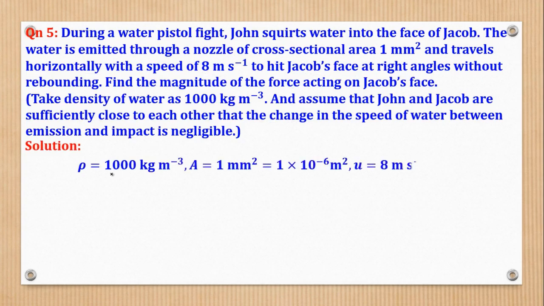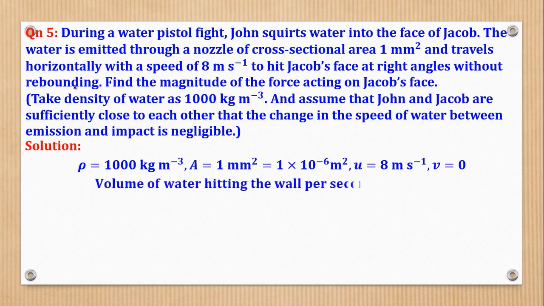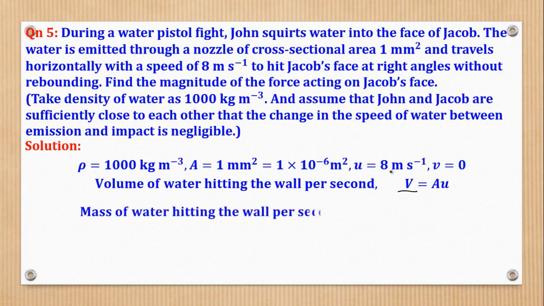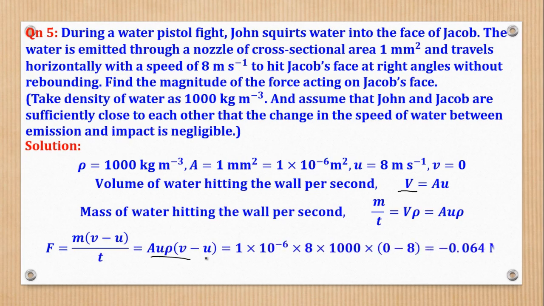So we have density, we have area, we have velocity initial and final. So final is 0 because they told us it doesn't rebound. So we're going to still go through the same procedure. Volume of water hitting the wall per second: volume per second is area times velocity. Then mass per second is volume per second times density. Therefore the force they want is given by this, so you substitute to get the answer they wanted. Therefore the magnitude of the force is 0.064 newtons.